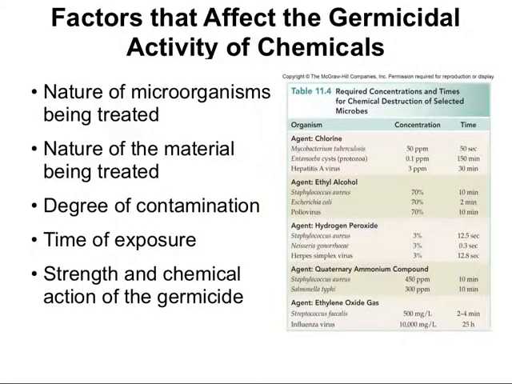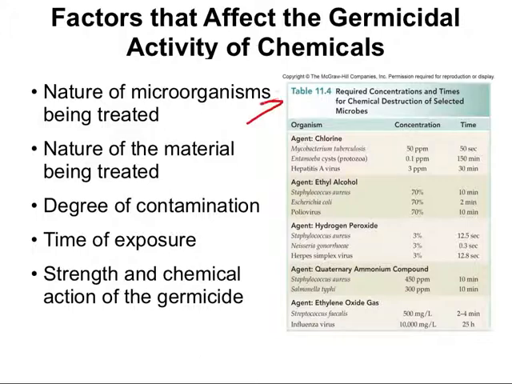Now, naturally, there are some factors that affect the germicidal activity of chemicals. First of all, the nature of the microorganisms being treated. Are they vegetative, less resistant microbes, or are they endospores? The nature of the material being treated, whether it's porous or solid surface, the degree of contamination, the time of exposure, and then the strength and chemical action of the germicide. How does it work? And how much is required?